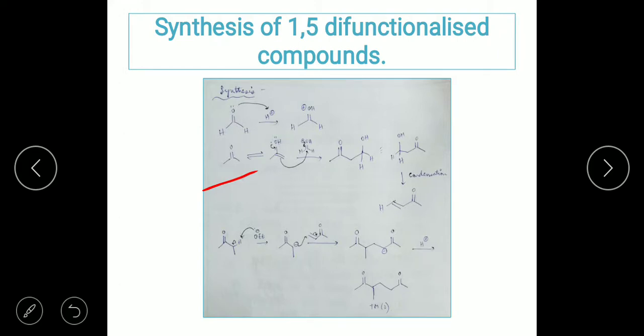Now this is what we are going to write down in the enol form. Keto-enol form we are going to write down. Now at this point we are going to react this keto-enol form with the starting material 1.